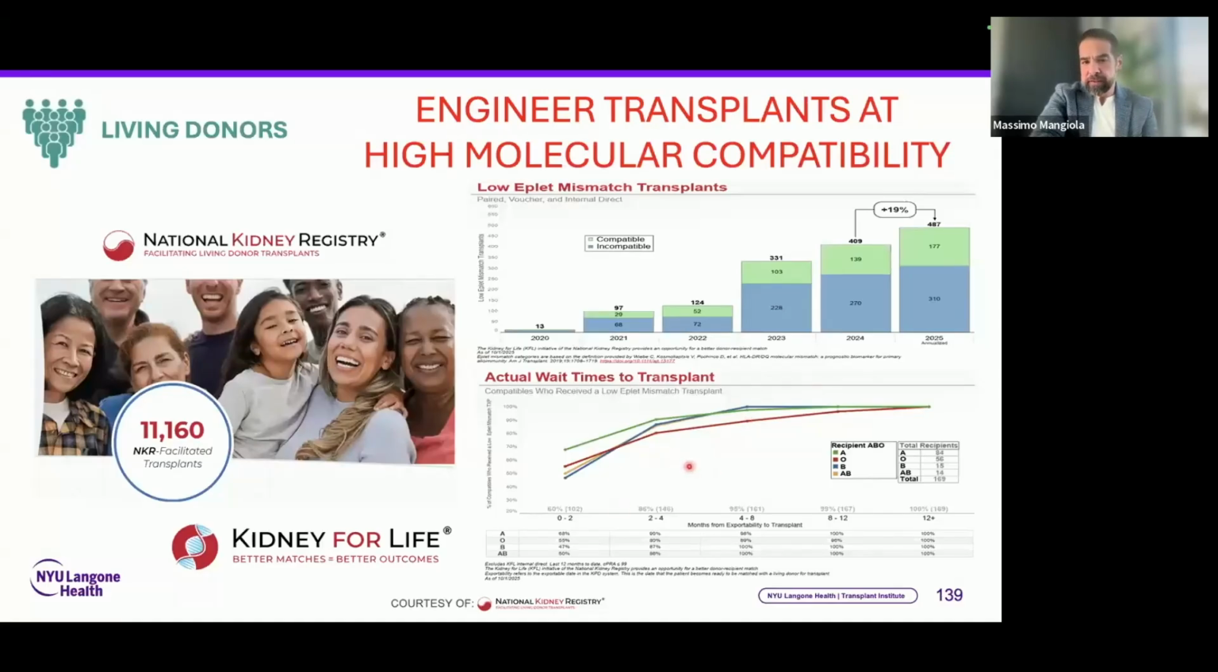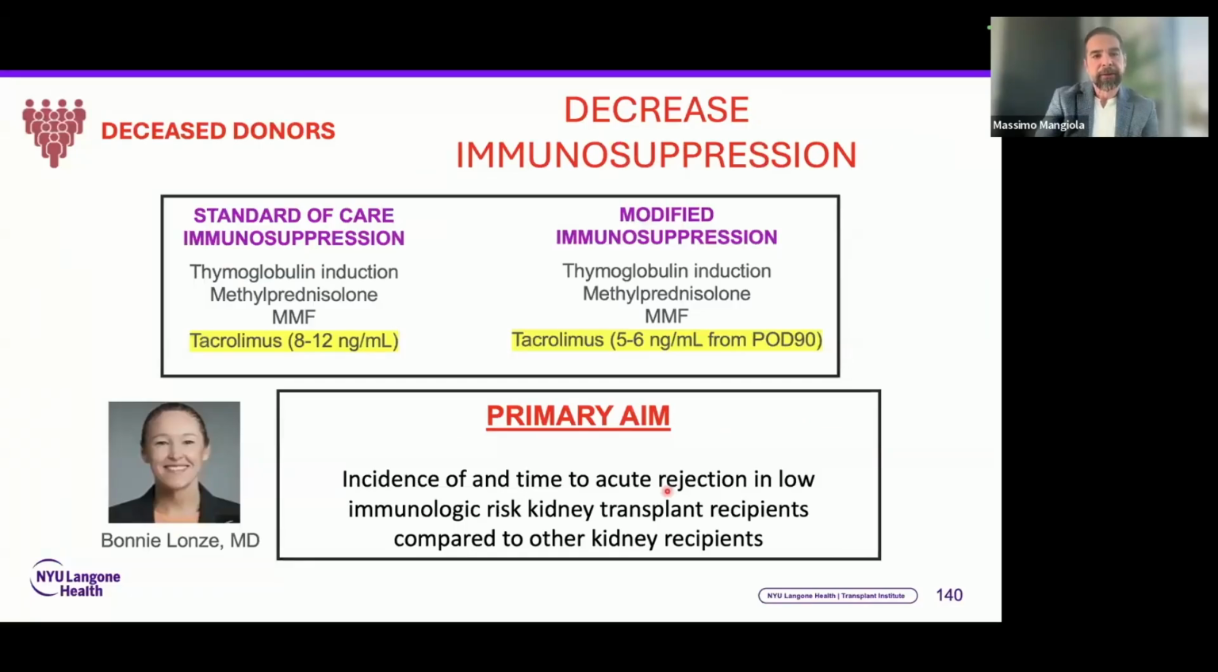Below you have the actual wait time to transplant divided by ABO. That was important to us to try to understand whether this was giving some sort of delay to transplant. Please focus on the red line. This one ABO recipient, and you can see that more than 50% of them are transplanted within the first 2 months of being activated in the NKR network. So it does not look like it's impacting anything.